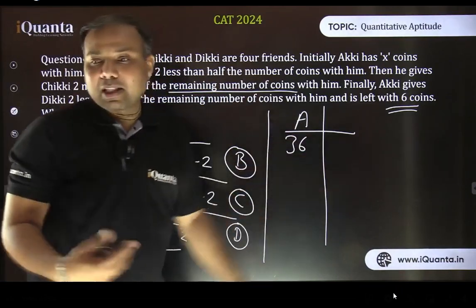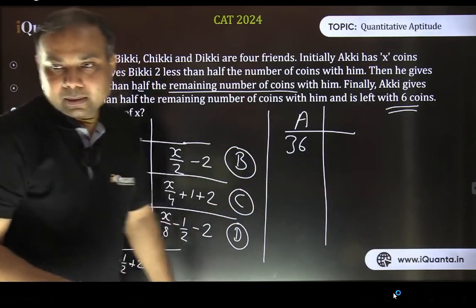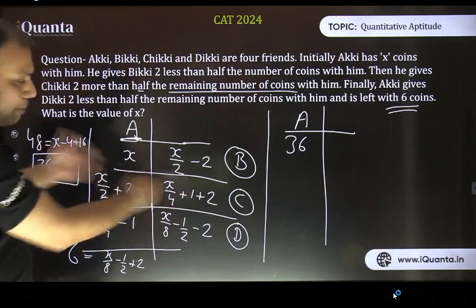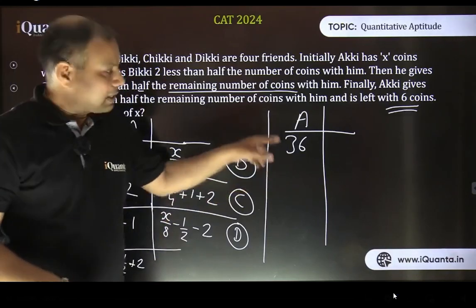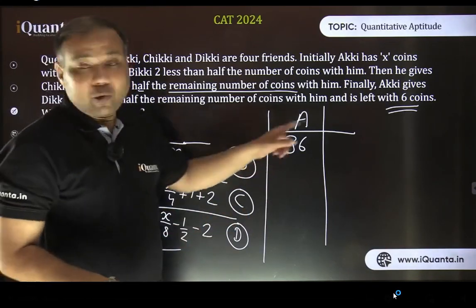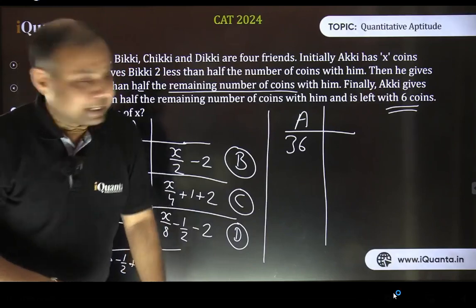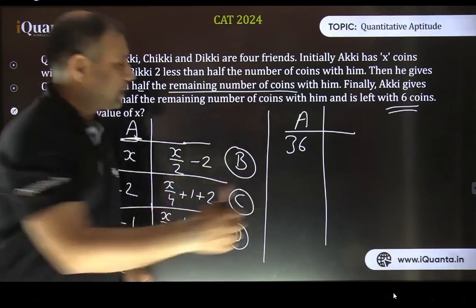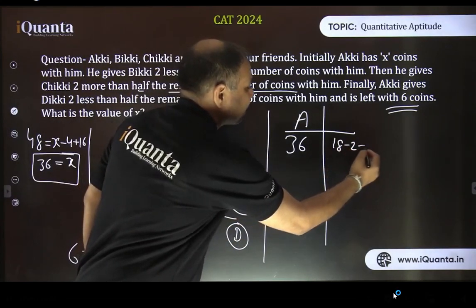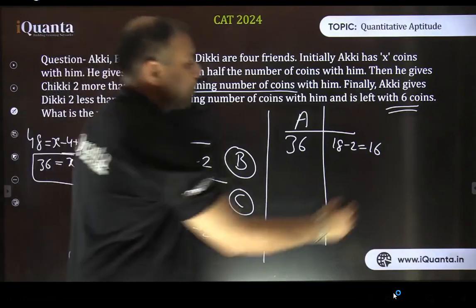That means how much did he give to B? How many coins have been given to B? Don't worry, you can repeat the previous part later, but right now focus here. If this is the answer, we are just verifying it. So how many coins have been given to B? Can you find out? Half of 36 is 18, and 2 less than that is 16. So 18 minus 2 is 16. So 16 coins have been given to B.